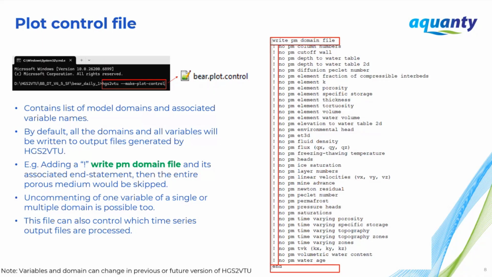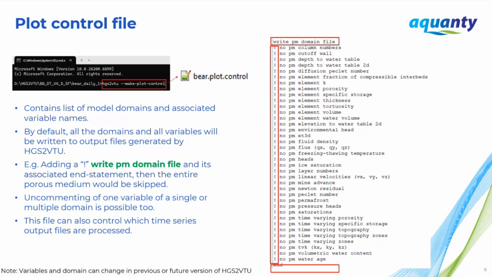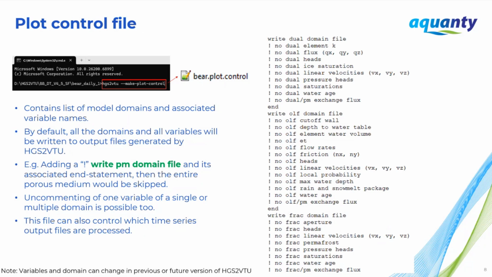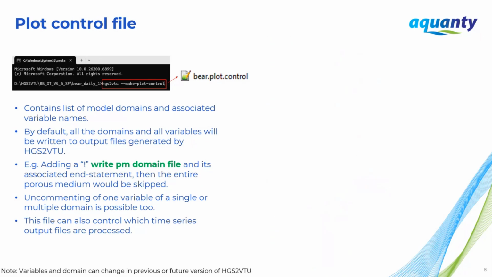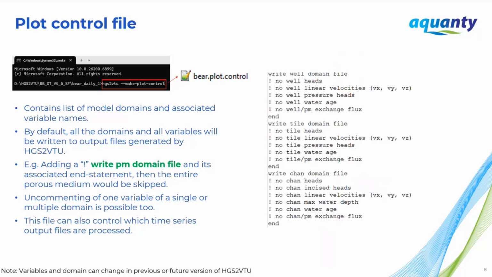So you can control which variables and domains you would like to get as output, either by commenting out the whole domain or an individual variable in a domain. For example, adding an exclamation mark, commenting out the write PM domain line and its subsequent end statement at the end, makes the entire PM model domain be skipped. Something similar applies to the dual, OLF, and fracture domains. And it also finally has the well, tile, and channel domains.